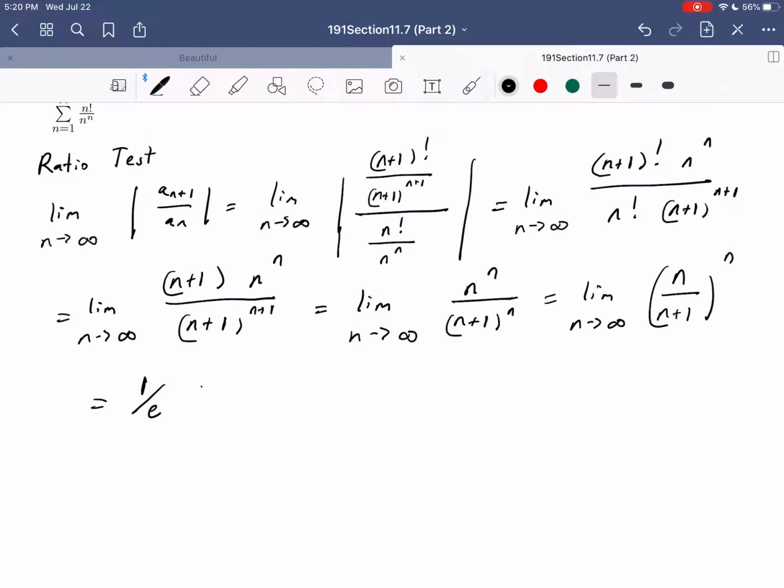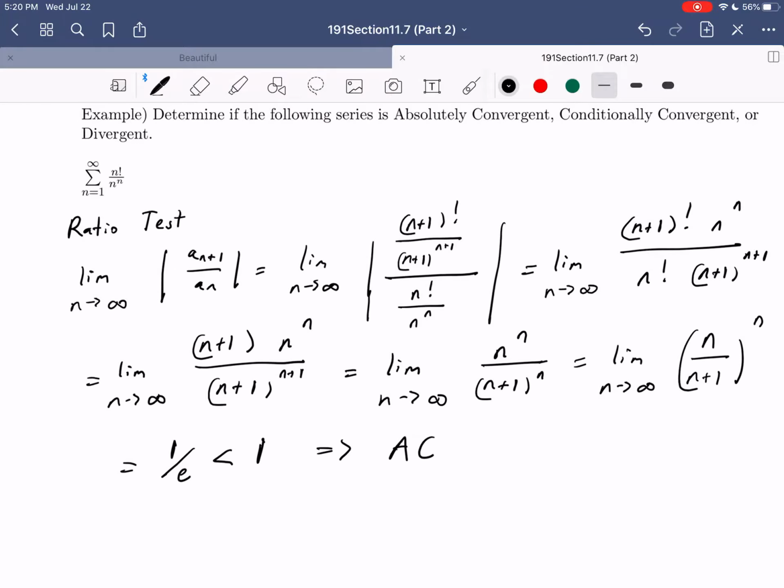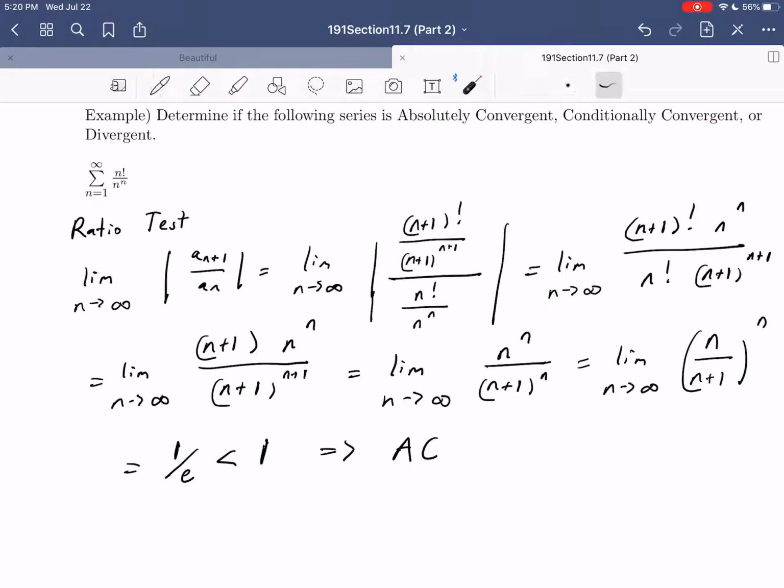1 over e is less than 1, which implies that this is absolutely convergent. So again, this should reinforce that idea of these levels of speed. The factorial we saw is incredibly fast, and so having it in the numerator seems like that should make these things get really large really quickly. But by putting an n to the n in the denominator, not only does it mean that the things collapse to 0, but they collapse to 0 so quickly that the sum, the infinite sum of those infinitesimally small terms, still comes out as a finite value.